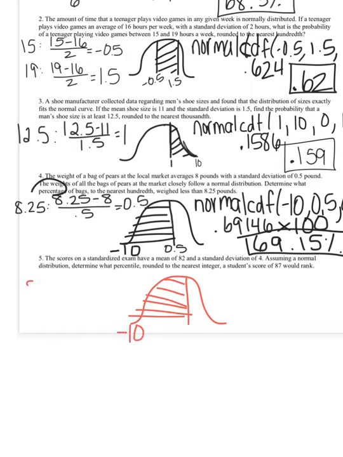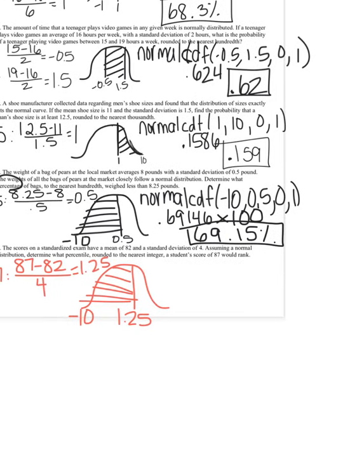To figure out the upper boundary for 87, that's the score we're looking for, you would do the value minus the mean divided by the standard deviation. That gives us 1.25. So from here, it's pretty much just figuring out the percentage, just like what we were doing before. So we have normal CDF, -10, 1.25, 0, and 1. You type that into the calculator, that gives you 0.894.